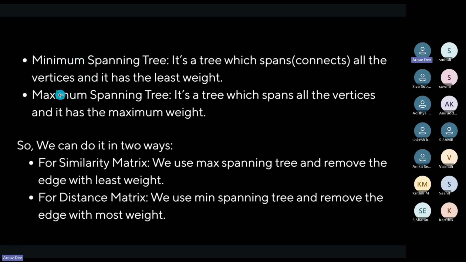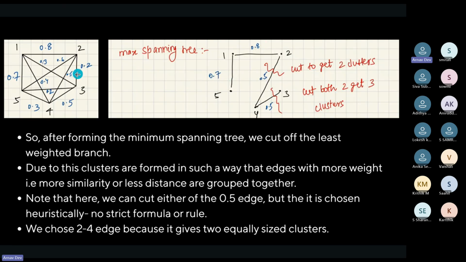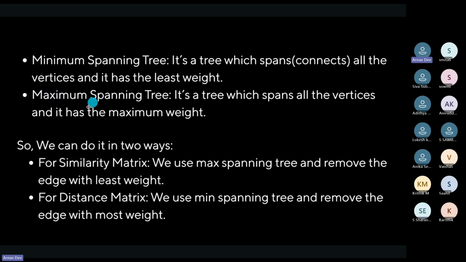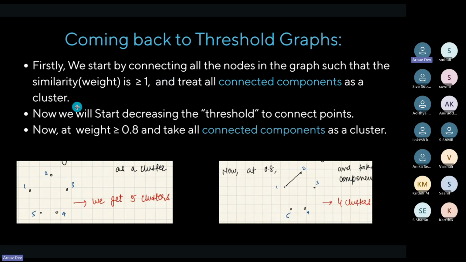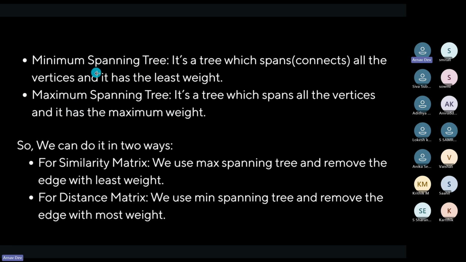In a similar way, the minimum spanning tree has the least weight. Suppose you took 0.2, 0.2, 0.3, 4, 6 in such a way that all points were connected and it had the minimum weight. That would be a minimum spanning tree for this graph, and a maximum spanning tree would be the one in which all points are connected such that it has the maximum weight. So this is the minimum spanning tree and maximum spanning tree.